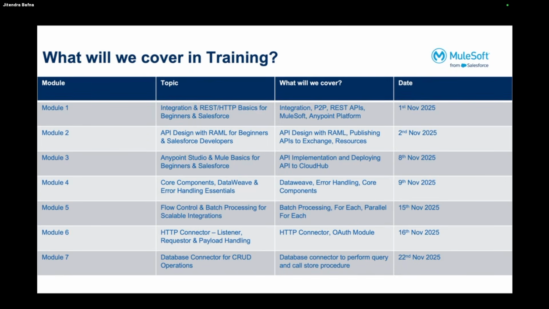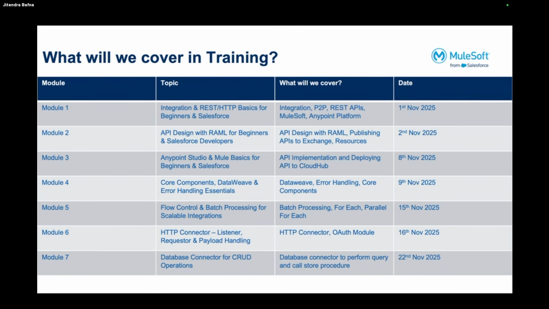In module 3, we will see how we can deploy the implemented API to CloudHub. We will talk more about deployment strategies, and what the options are for deploying the application to CloudHub, to on-premises, or to Kubernetes. In module 4, we are going to cover some important concepts. I will call those critical concepts: DataWeave, error handling, and core components like routers, such as the Choice router, Scatter-Gather, and many more things.